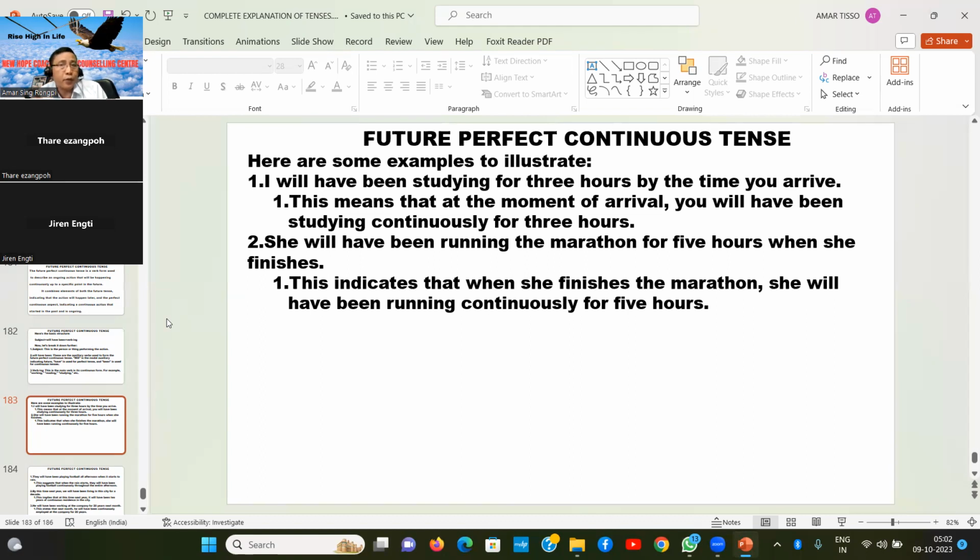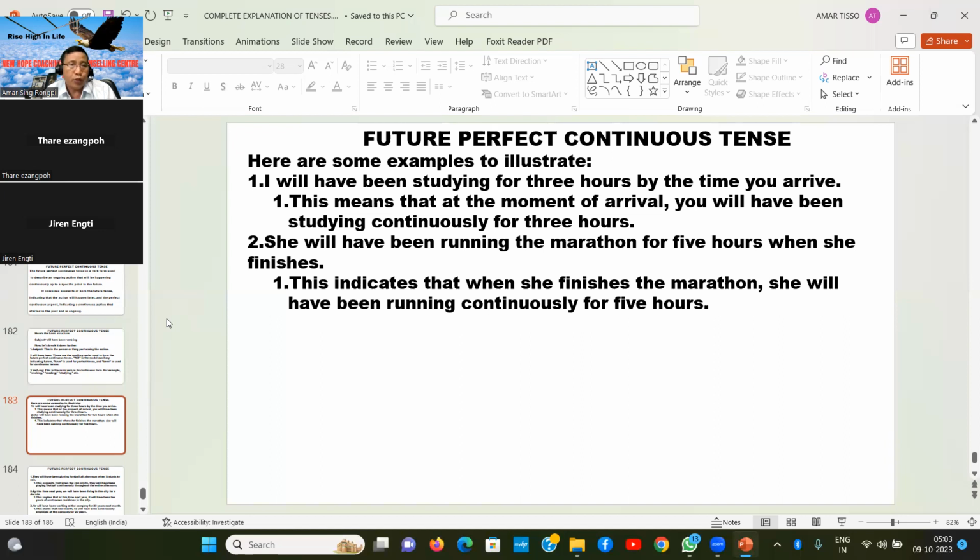I will have been studying for 3 hours by the time you arrive. So if you have something to say with that meaning, you can use this future perfect continuous tense. Because some situations happen in life where we have to express this type of action. So that's why sometimes we need to use the future perfect continuous tense.